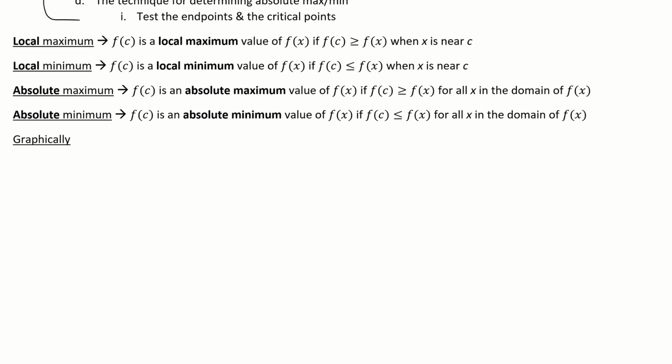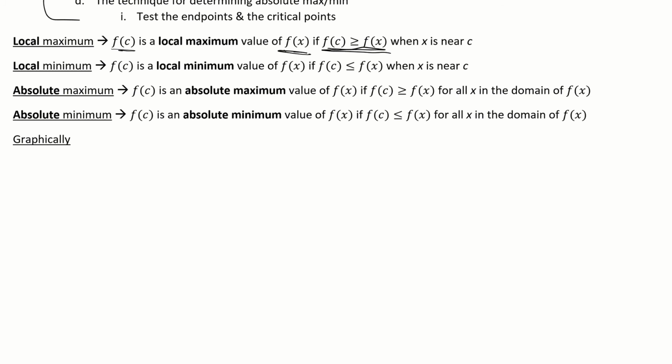I'm not going to read them all. I'll read one of them, and then I will describe them graphically to you guys. Number one says, f of c, which is the value of the function at some x value c, is called a local maximum value of f of x, if f of c is always greater than or equal to f of x if x is close to c, is near c.